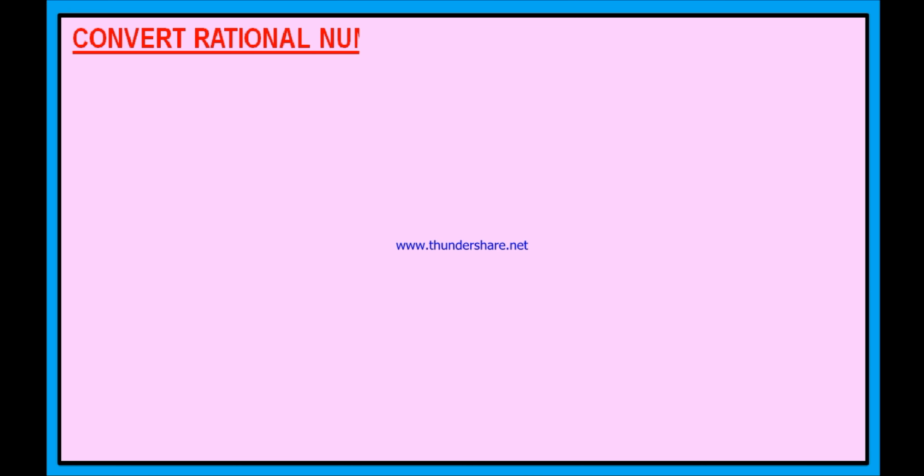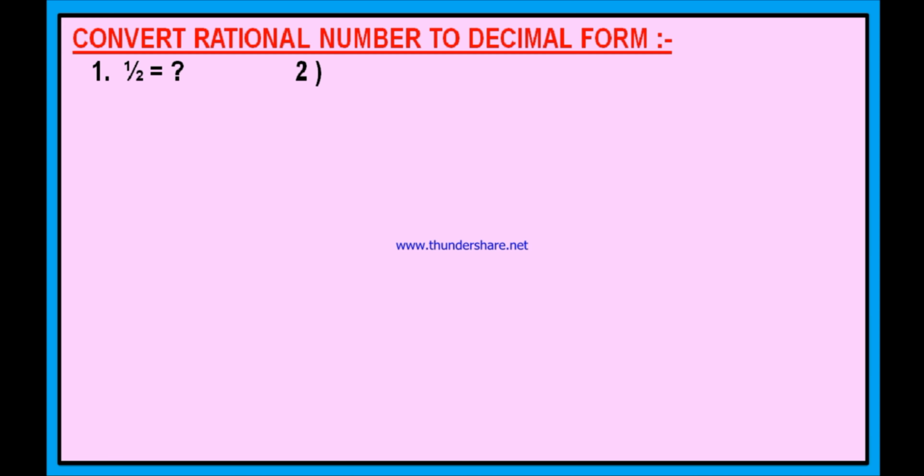We will convert now the rational number to a decimal form. A rational number means it may be given in a p by q form, that is in a fraction form. And we have to convert that fraction into decimal form. Let us see. Here is the first example, 1 by 2. How can you convert 1 by 2 into a decimal form?